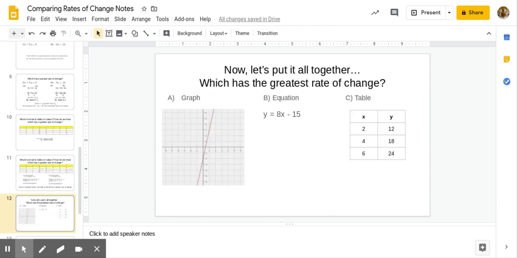Now we're going to put all three of those together. We are going to be given a graph, an equation, and a table, and we'll need to select which one we believe has the greater rate of change. Before I go on to the answer, take a moment and figure out which one you think has the greatest rate of change.